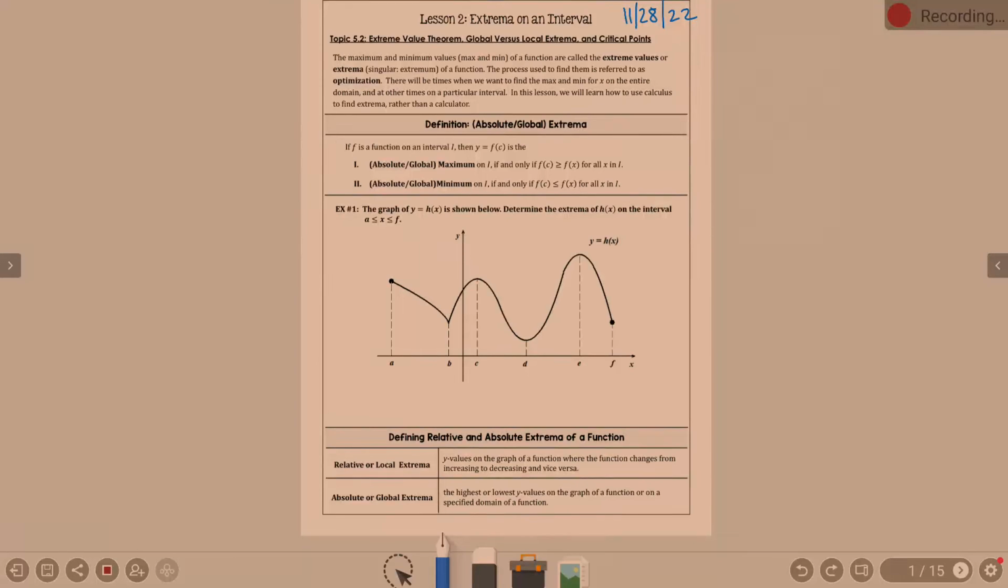Lesson 2 is extrema on an interval. So if you recall, Unit 5 is still all about derivatives. In 5.1, we talked about the mean value theorem, and now we are looking at extrema on an interval.